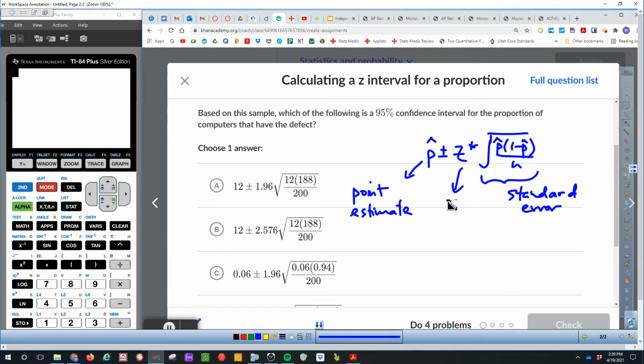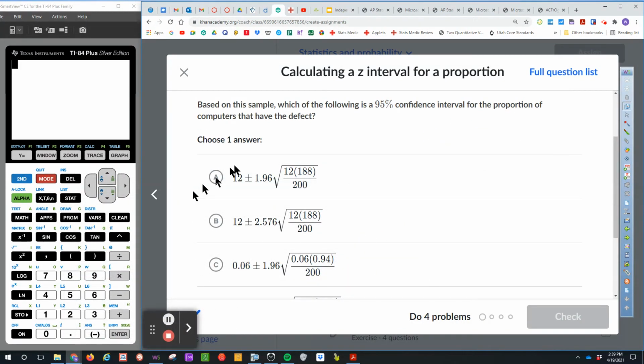Now this part here we call the standard error, which is the standard deviation of the sampling proportion. This one is your critical value. Now this whole thing after the plus or minus sign is what we call the MOE, the margin of error.